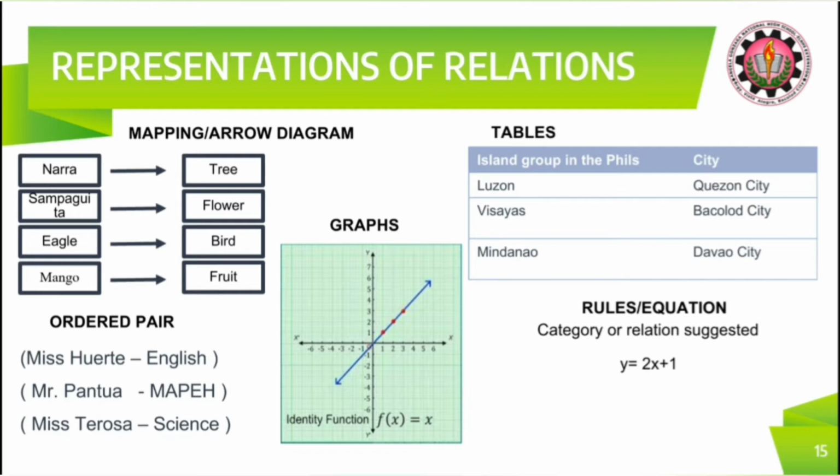In our first mapping or arrow diagram, we see the classification. In the tables, the islands of the Philippines and the cities. Here, the teacher and the subject. In the graph, the relationship of x and y, or the relationship of the points and the line.